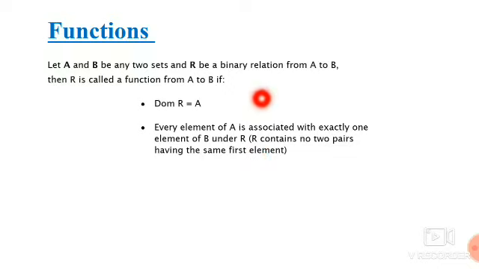We have learned to find a binary relation: we first find the Cartesian product and then make subsets of them. These subsets are called the relations, and those relations which satisfy these two conditions are called the functions.